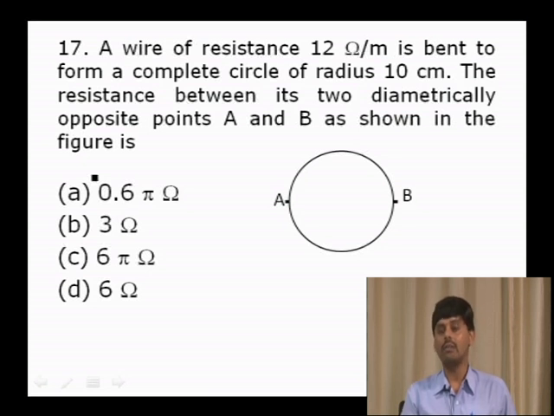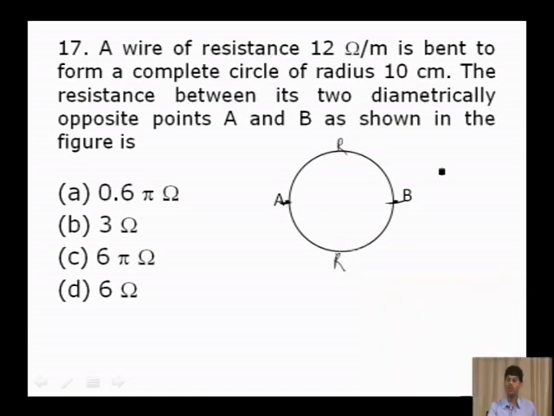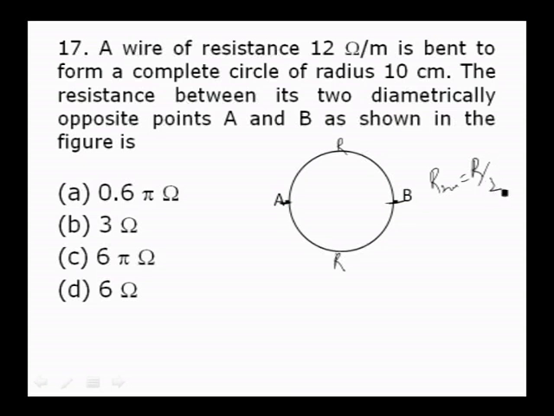See, they were not providing the total resistance of the wire. First we are going to calculate the total resistance of the wire, then we are going to divide it into halves. If you calculate the resistance between these two points, the upper and the lower semicircles have the same resistance, equally divided. Their effective resistance is R net equal to R divided by 2. First we are going to calculate the value of R.